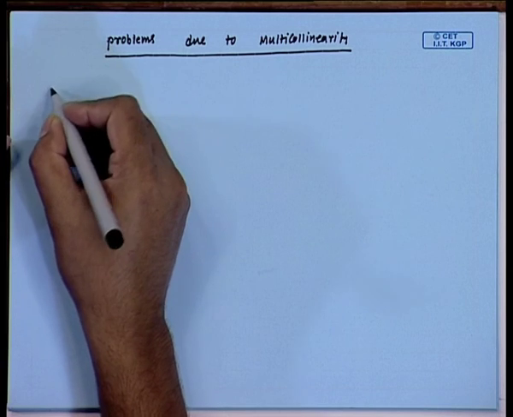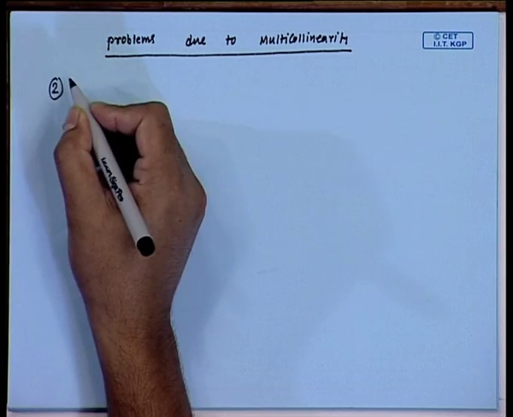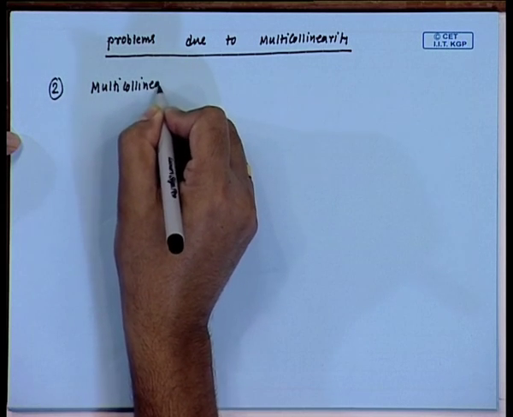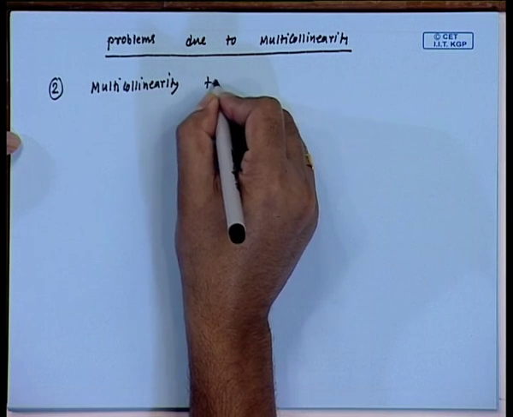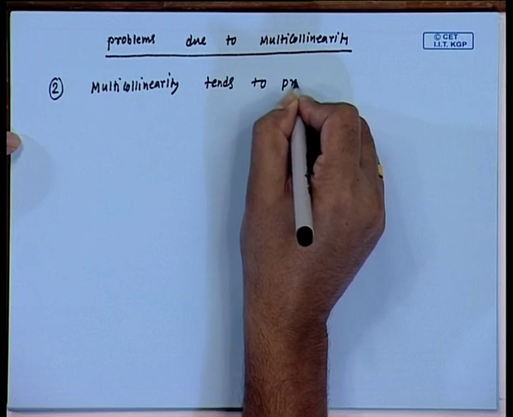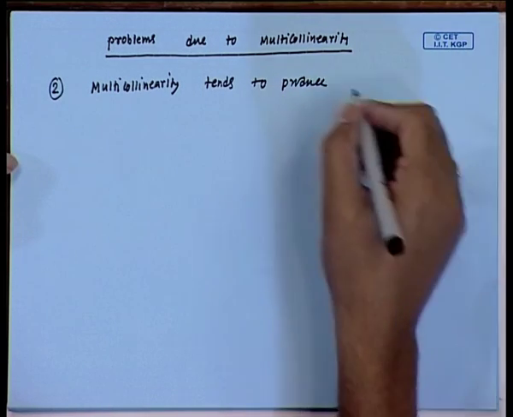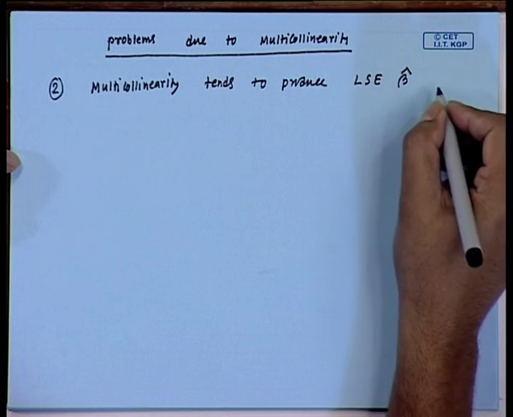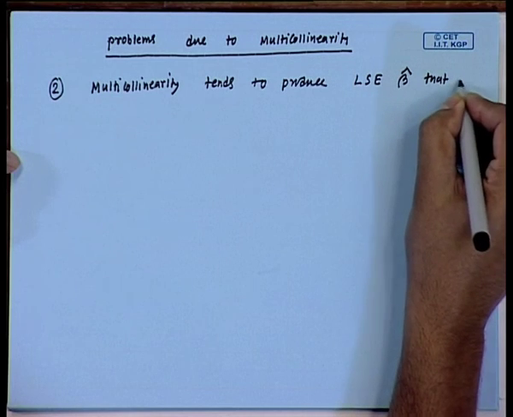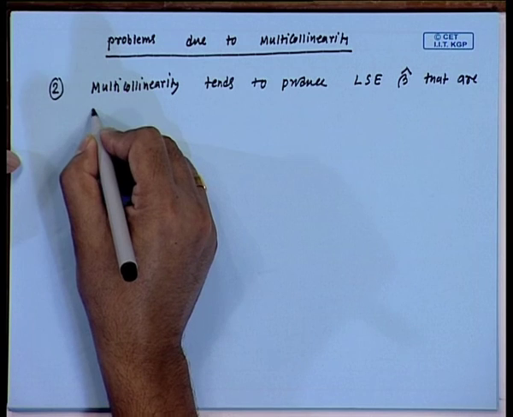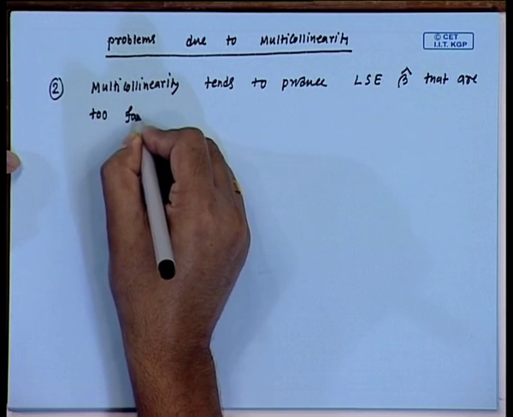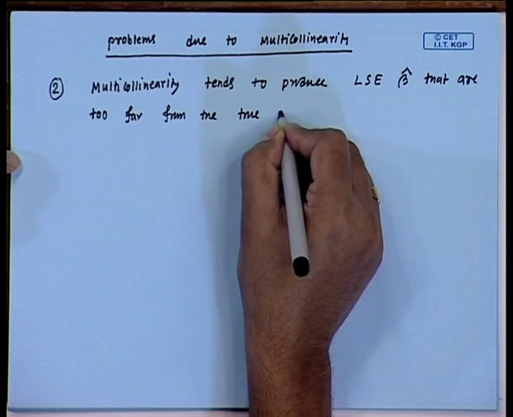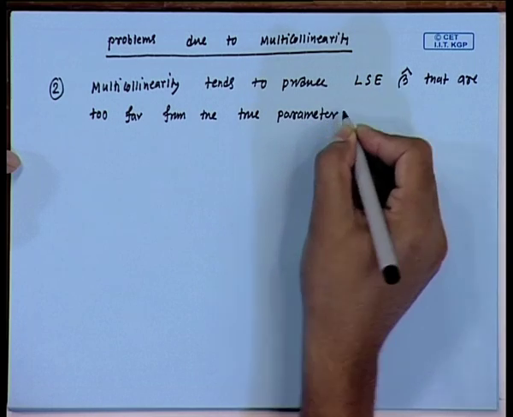The second one is: multicollinearity tends to produce least square estimates beta hat that are too far from the true parameter beta.